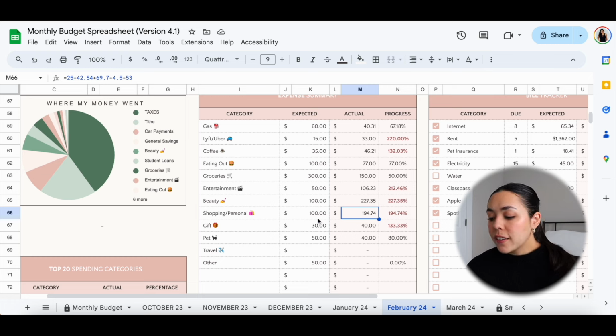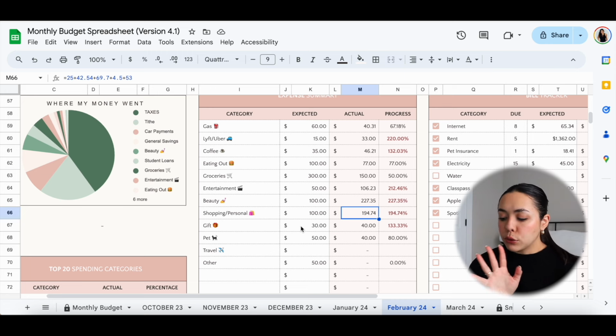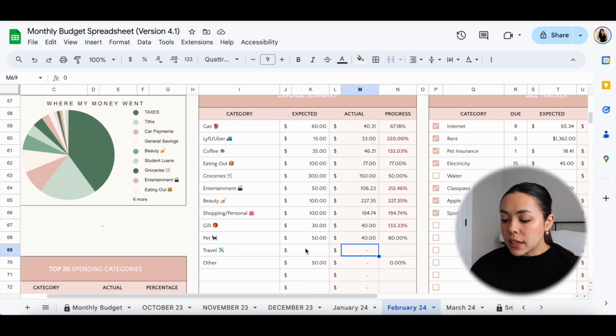Okay, for gifts, I was going to put together a little Valentine's Day basket for my boyfriend, which I did. I budgeted $30, spent $40. And then for pet, for my cat Spruce, I budgeted $50 for litter and food and ended up spending $40. I didn't have to spend anything in travel because all that stuff was paid in previous months, or it's considered in Lyft and Uber, and I didn't really have an other expense either.